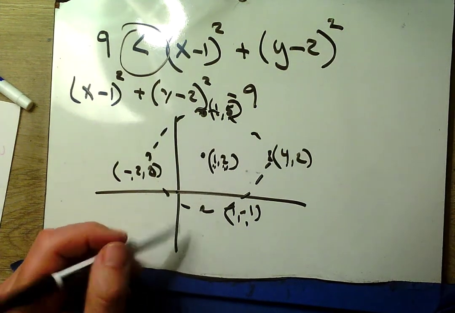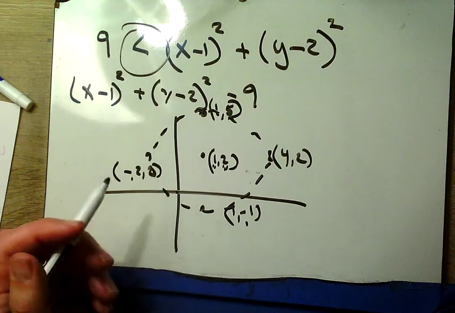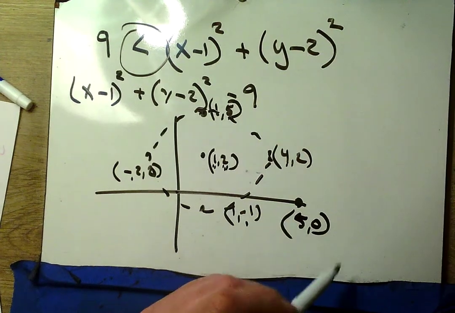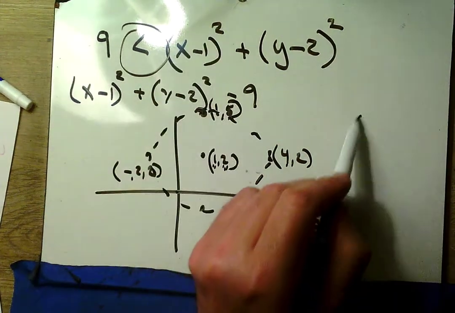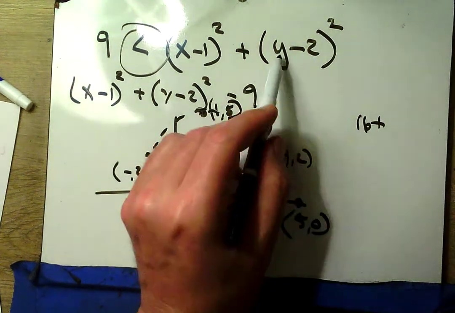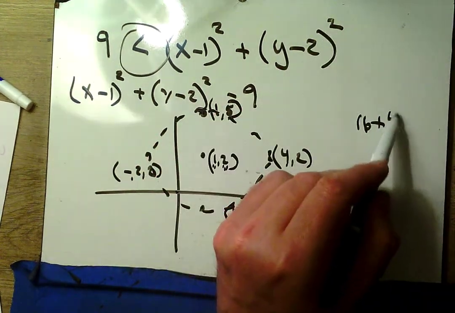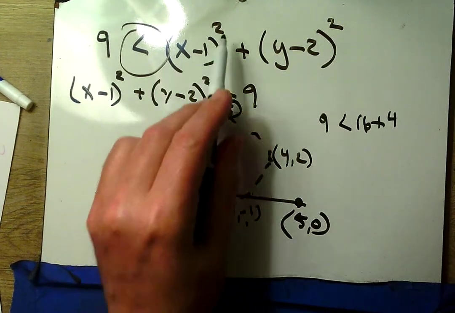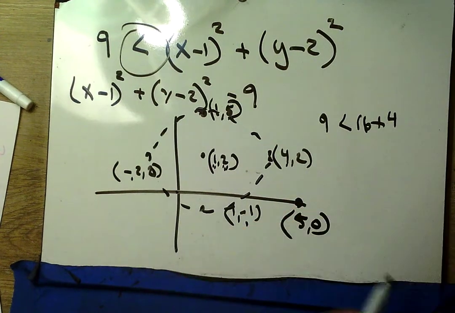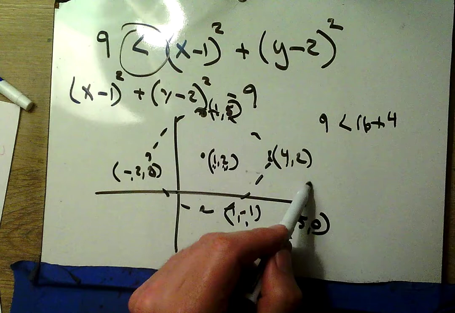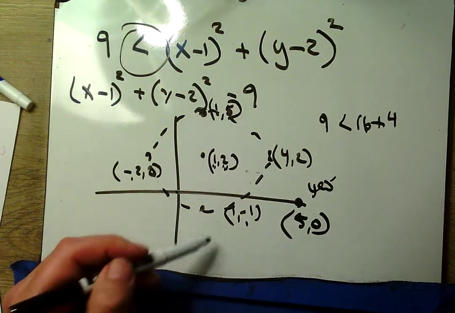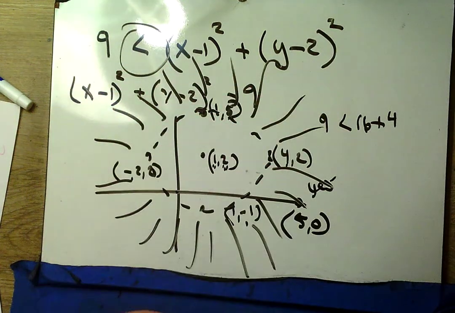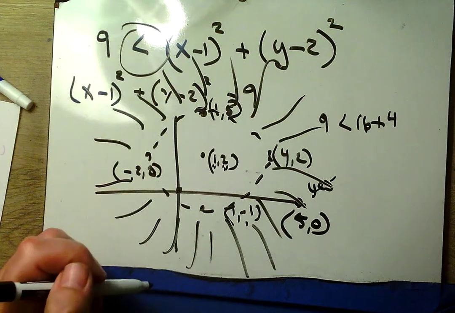So if I'm really not sure, and I want to check just to be sure, I'll use something that's further away, like, I don't know, (5, 0). So 5 minus 1 is 4, 4 squared is 16, plus 0 minus 2 is negative 2, squared is 4, and I get 9 is less than 20. And so that point is a yes, which means all the points out here are a yes.